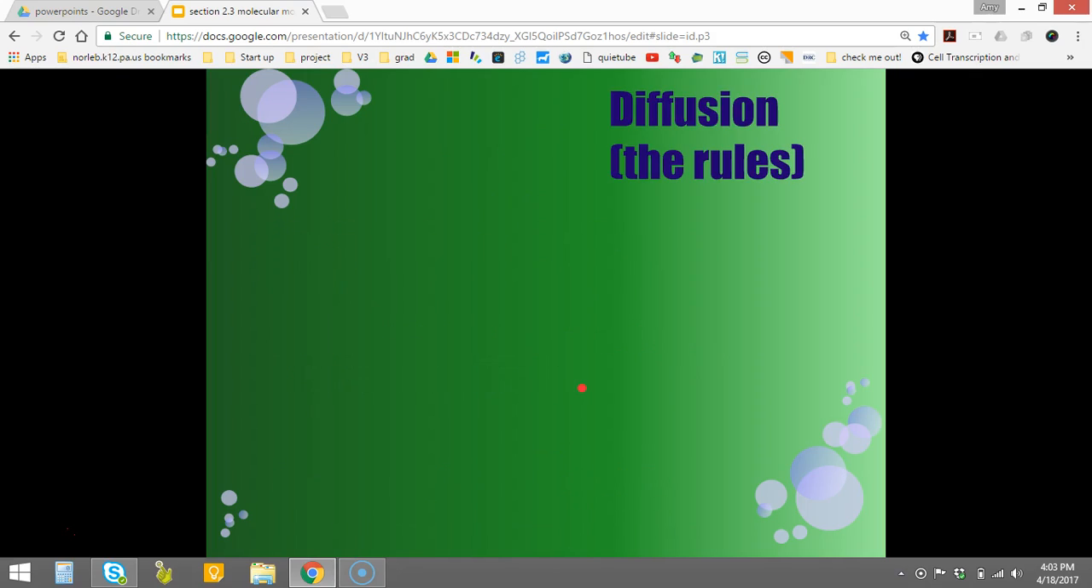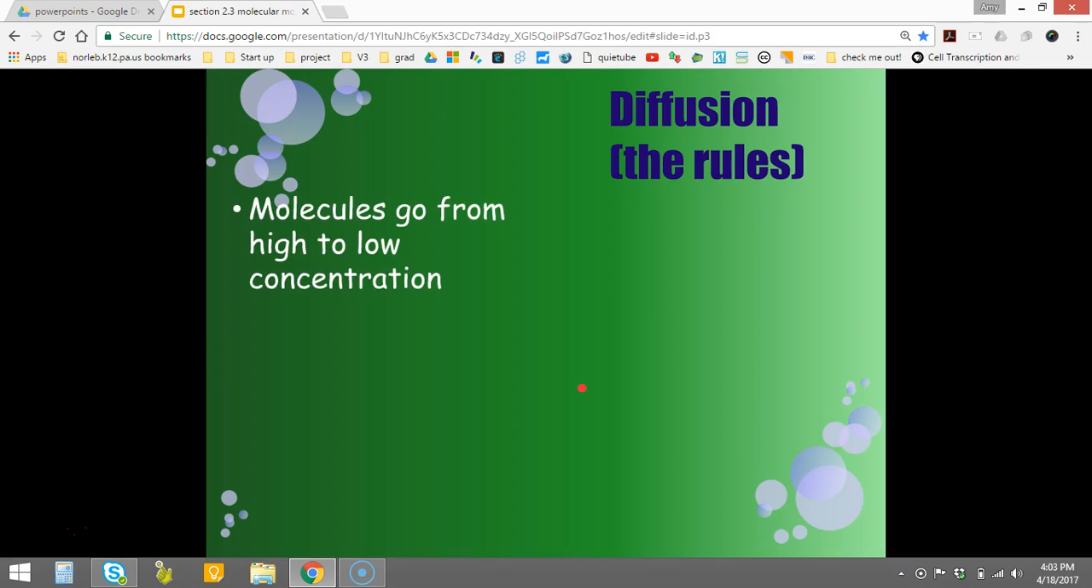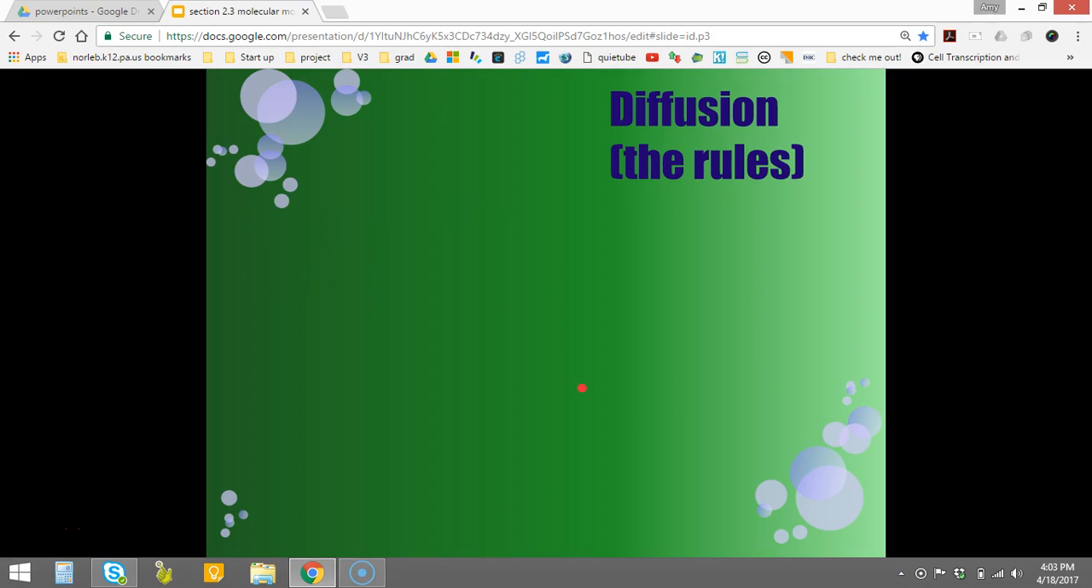All right, very good. Let's go over the rules for diffusion. If you take a look at your study guide, actually, let's back up for a second. In your book, find page 56. I'd like you to read the two paragraphs where it says, "some molecules move by diffusion," and then answer question 2 after you've read those two paragraphs. Okay, now let's go over the rules for diffusion.